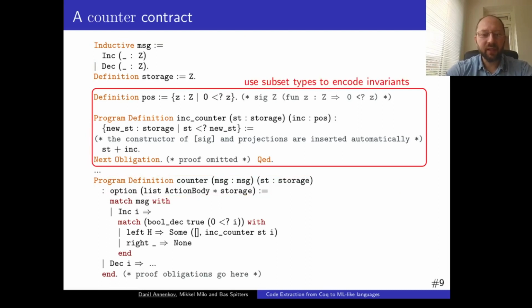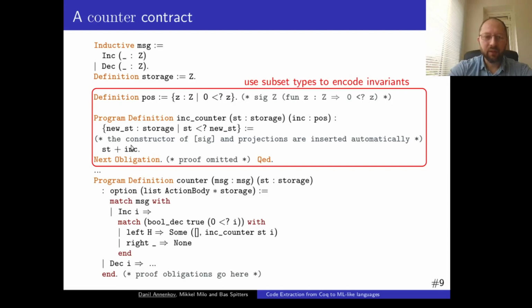To implement the main functionality, we implement two functions, incCounter and decCounter. Let us consider how the incCounter function works. We use subset types to encode invariants. In this particular case, we say only positive increments are accepted. Moreover, the return type is also a subset type that ensures that the new storage, the updated storage, is indeed greater than the old storage.